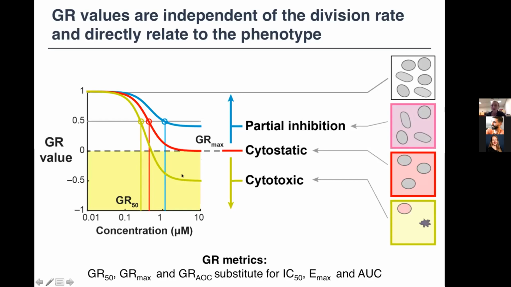Values below 0 are indicative of a net cytotoxic effect, and so this means that you're actually inducing some cell killing and you have fewer cells at endpoint than you had at the beginning of your experiment.